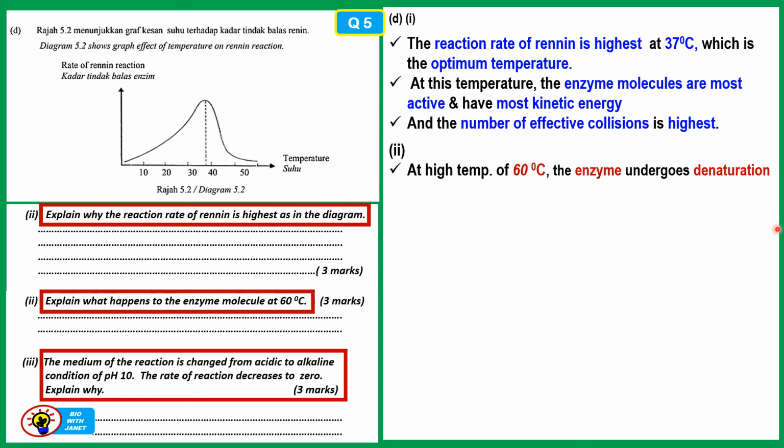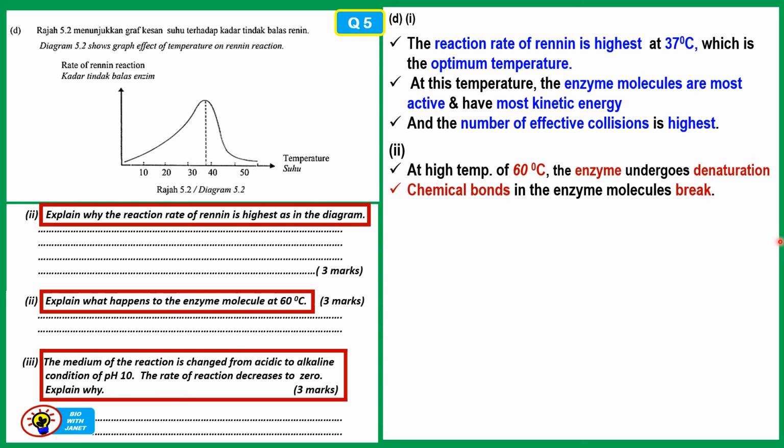So let's go on to the second question. Explain what happens to the enzyme molecule at 60 degrees Celsius. So at 60 degrees Celsius, you can see the rate of reaction is almost zero, right? So again, we have to explain what happens to the enzyme at 60 degrees Celsius. It undergoes denaturation. Explain what is the effect of denaturation on the enzyme.